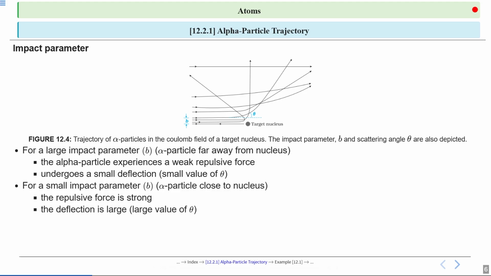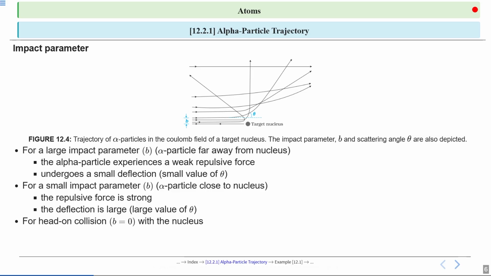Okay, so because of this strong force, the alpha particle is deflected because the alpha particle and nucleus are now close. The alpha particle is passing close to the target nucleus, so a strong force is experienced. Due to this strong force, the alpha particle is deflected by a much larger angle. In other words, theta is large when b is small. b means impact parameter. And the particle's path changes direction significantly.